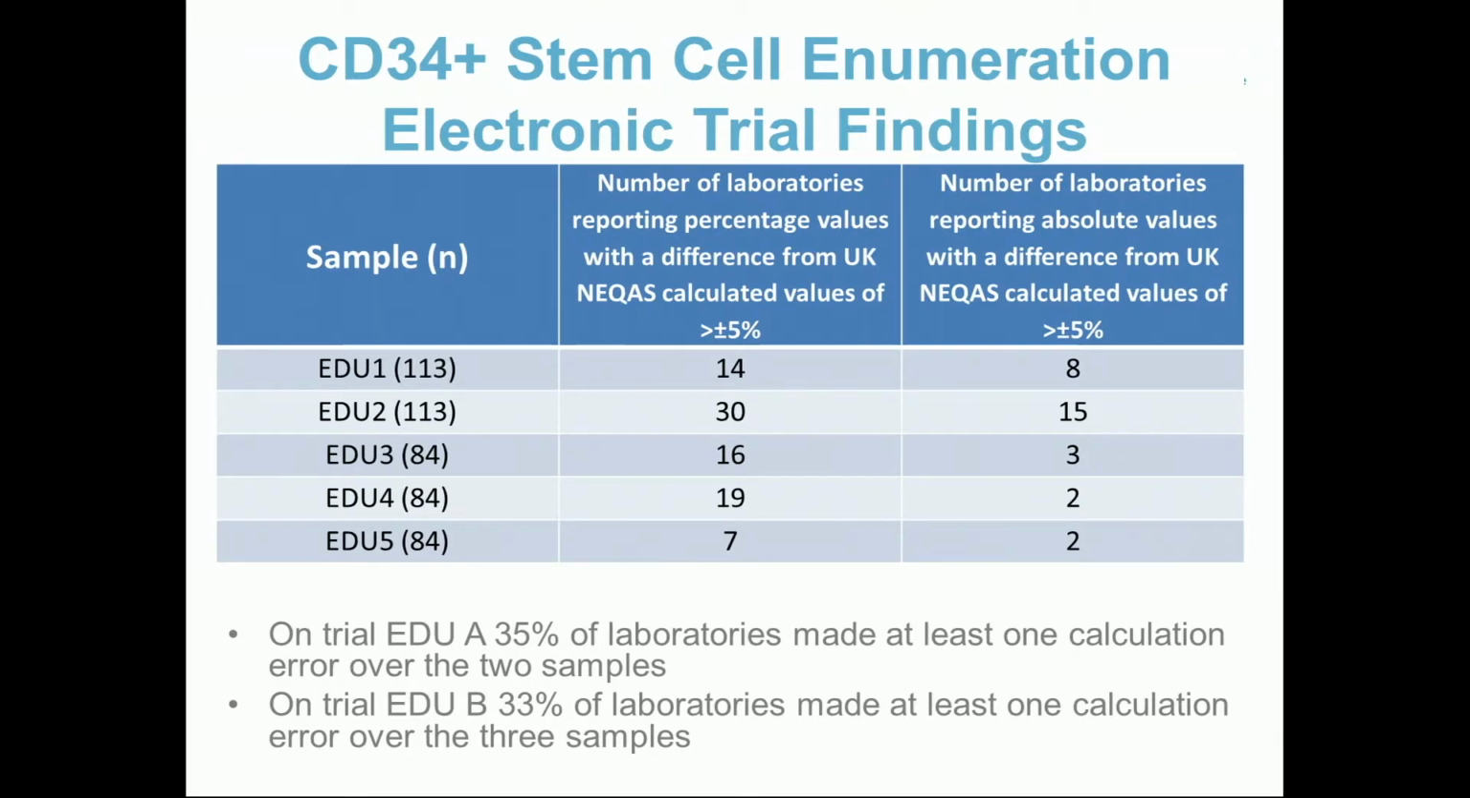We did that. We found we've got a significant number of laboratories where their values differed from the numbers that we got by greater than 5%. We used 5% because of rounding issues in Excel, and thought that was a nice, reasonably safe number. But when we actually put the numbers through our computer software, we found 35% of laboratories made at least one calculation error on the EDU-A, and 33% of laboratories made at least one calculation error on EDU-B. That's a lot.